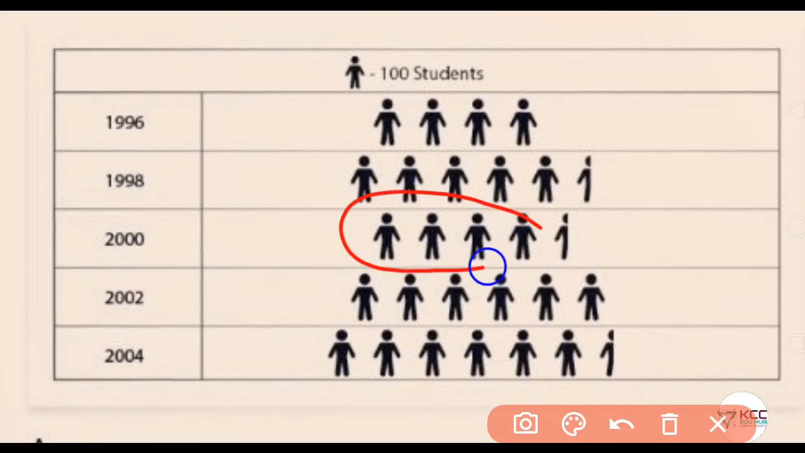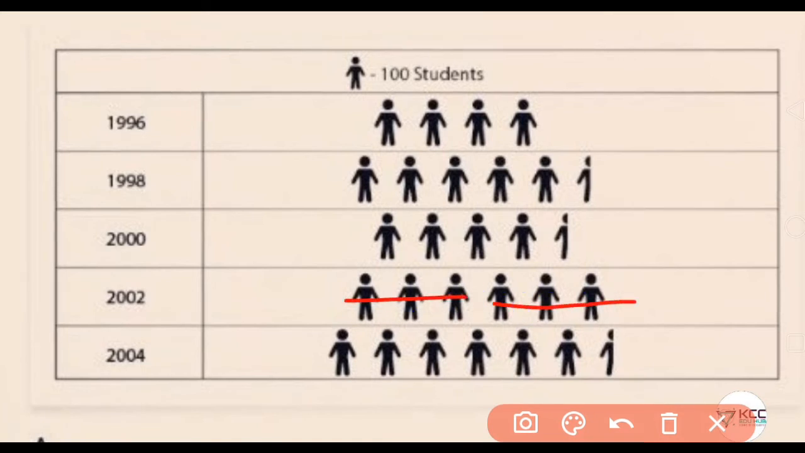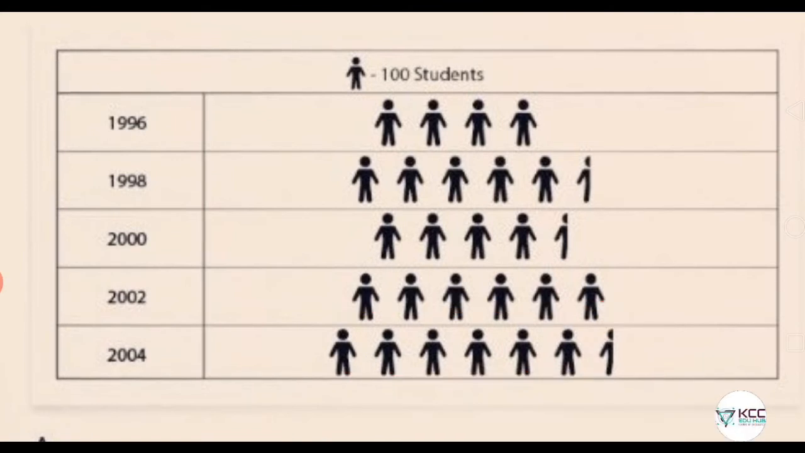Similarly, 4 symbols for 400, and 72 means a half symbol. In 2002, there are 600, so 6 symbols are there, 3 plus 3, 6. In 2004, there are 623, so we draw 6 symbols and 1 half. It shows 23 approximate students.